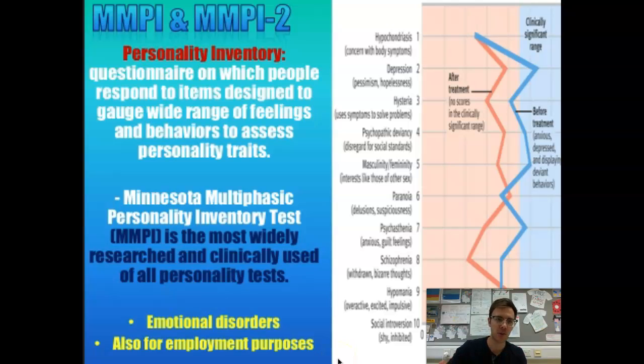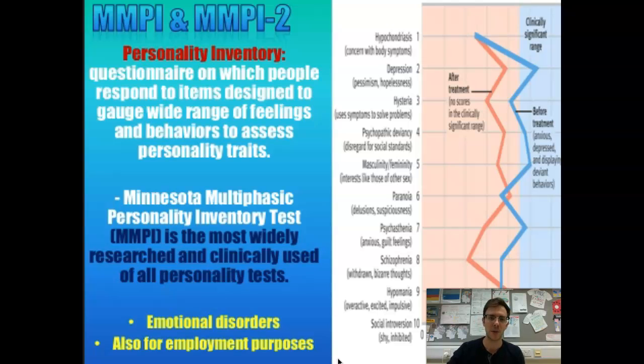So they're questionnaires on which we respond to different items, and they're designed to give a wide range of information about where we fall in terms of these personality traits. The Minnesota Multiphasic Personality Inventory was originally designed for clinical purposes, right? So looking at emotional disorders, and it had a scale that would measure which emotional disorder you fell under based on how you responded to these questions. The original test was a 500 question test. I think they've narrowed it down to 300-some questions.